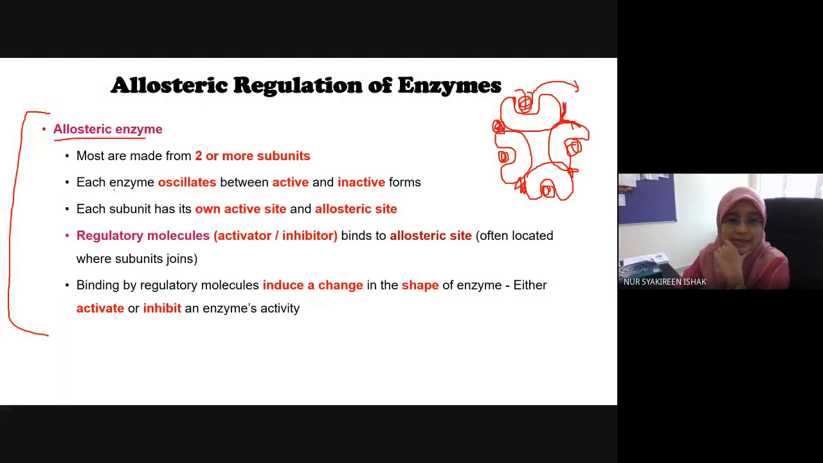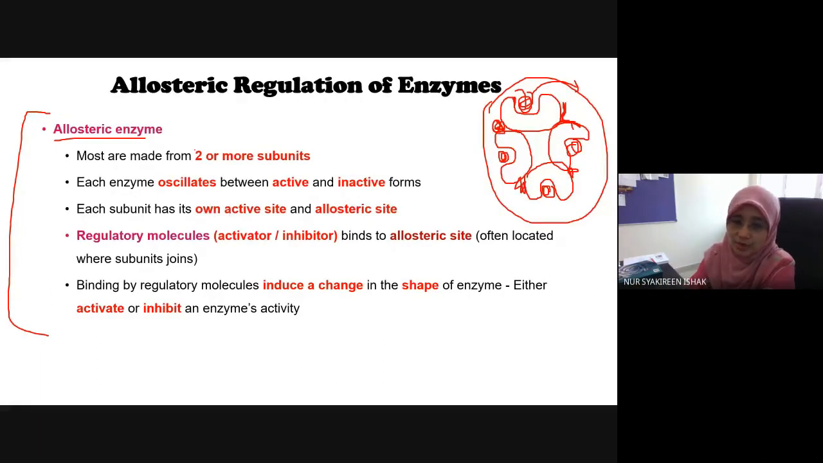Okay, so the enzyme oscillates between active and inactive form. This type of enzyme, the allosteric enzyme, is not stable. They will keep on changing shape from active form to inactive form, active form, inactive form. Dia selalu berubah bentuk. So in order to stabilize the allosteric enzyme, you will need this allosteric regulator to bind to the allosteric site, either in the active form or in the inactive form.